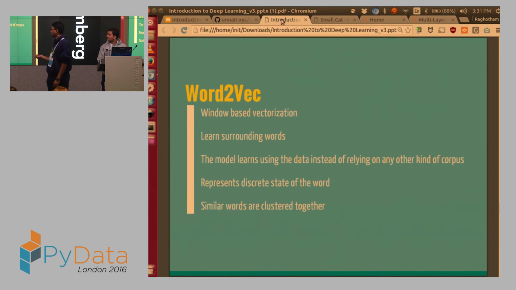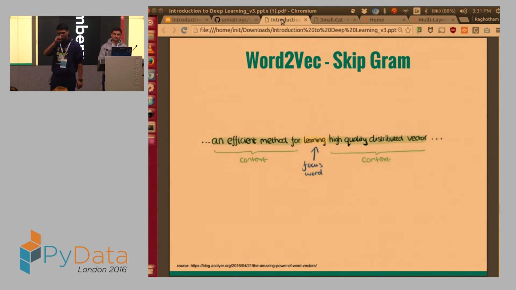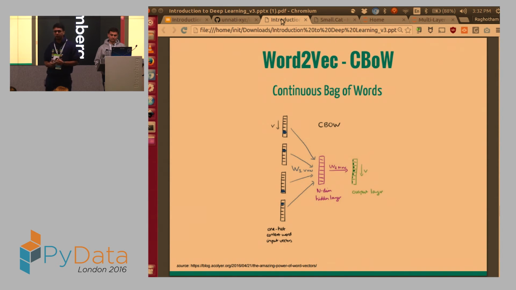It can predict in two different ways. One is called skipgram, where you take the context word, which is learning, and it vectorizes learning based on a window of context around it. That is, it would consider an efficient method for and high quality distributed vector, and it would vectorize learning in this statement based on those surrounding words. So the outcome of this approach is that, given the word learning, it will predict the surrounding words around it, right? The next one is called continuous bag of words, where instead of giving a single context word, you give a set of words around a particular word, and you see if it can predict what you're looking for.